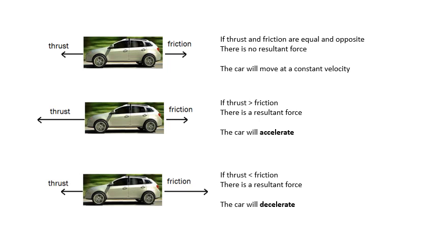Similarly, if the friction is bigger than the thrust, if the person took their foot off the accelerator, then again there is a resultant force. The car will decelerate. So basically, if there's a resultant force, then there will be an acceleration or a deceleration. Its velocity will change.